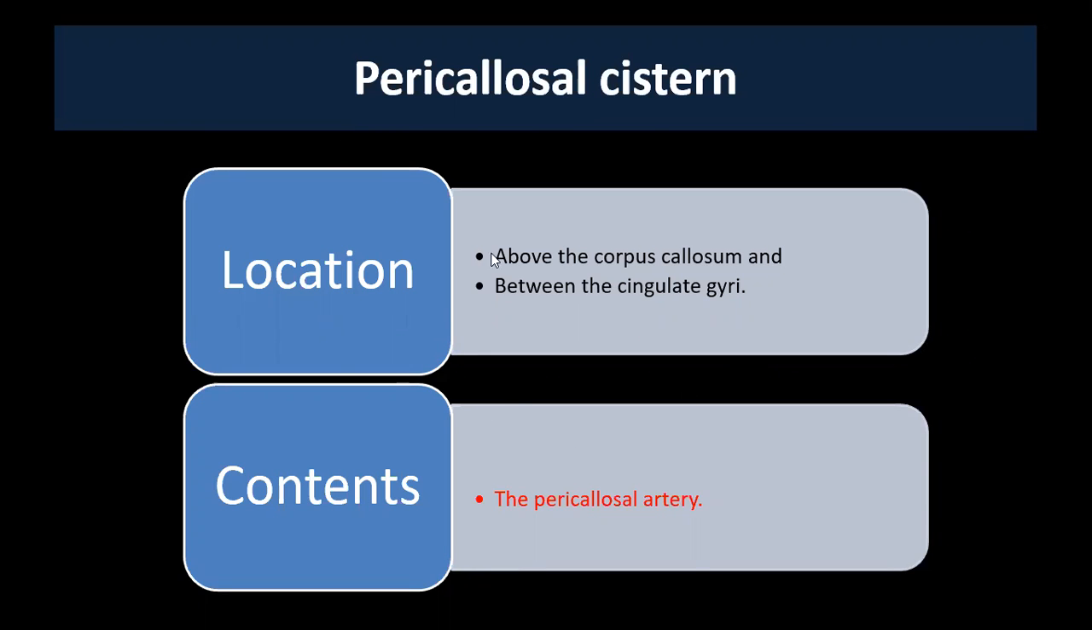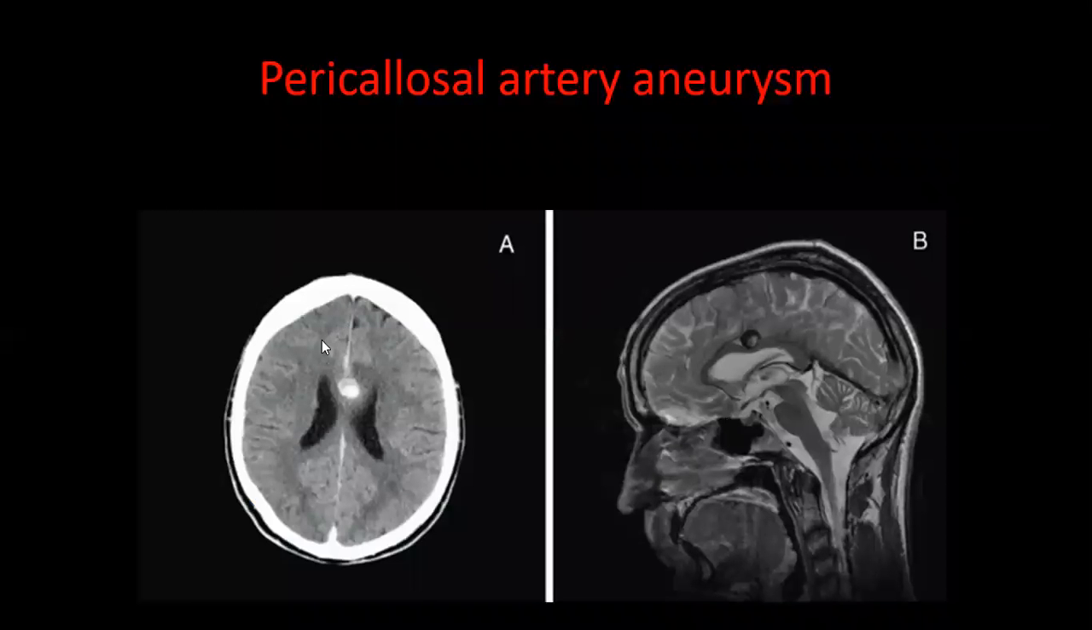The pericallosal cistern surrounds the corpus callosum, between the corpus callosum and the cingulate gyri. This cistern contains the pericallosal arteries, which are one of the two terminal branches of the anterior cerebral artery. When you find a rounded lesion in the pericallosal cistern, which is hyperdense on CT and signal void on MRI, this is easily a pericallosal artery aneurysm.